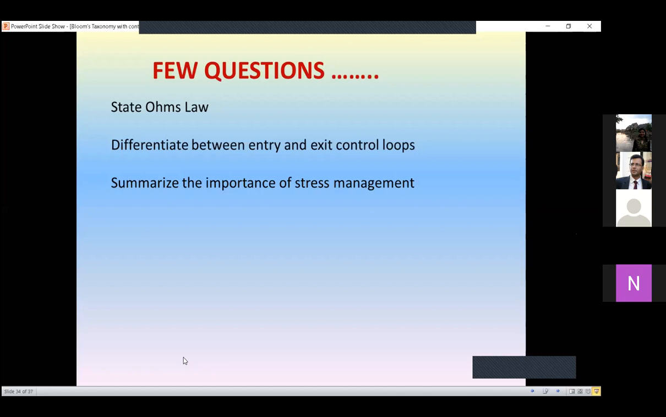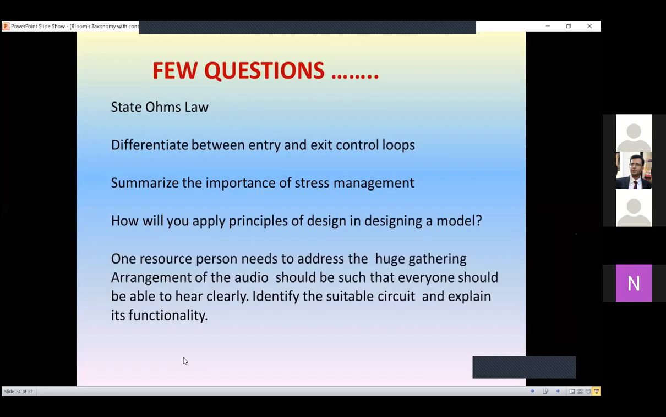You said about the outcomes, isn't it? So the objectives and the outcomes should match. So summarize takes all this into the picture. Then, how will you apply principles of designing a model? Which level is it? Apply, level 4. Yes. One resource person needs to address a huge gathering. Arrangement of the audio should be such that everyone is able to hear clearly. Identify the suitable circuit and explain its functionality. Analyze, ma'am? Yes, ma'am.